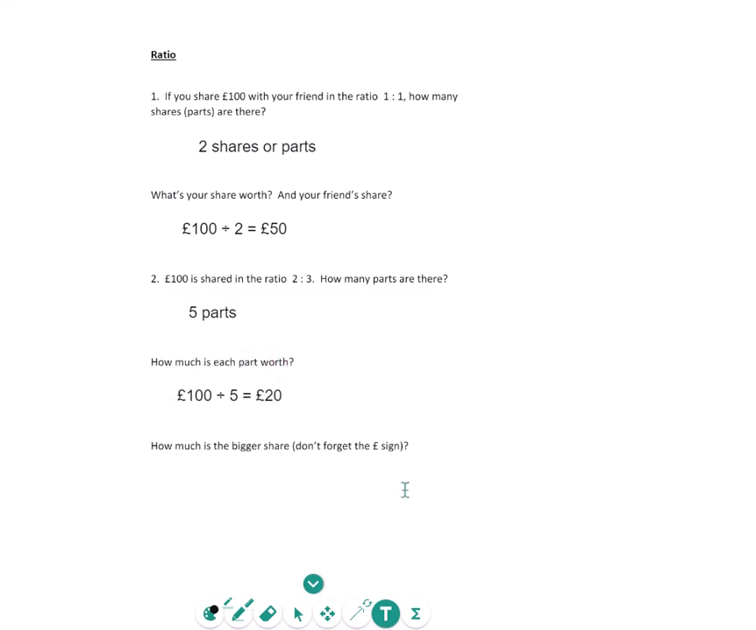How much is the bigger share? What's that worth? Well, the big share has 3 parts, and each part is £20. So we have 3 times 20 equals £60. And don't forget the pound sign in case you're asked for that in an exam question.